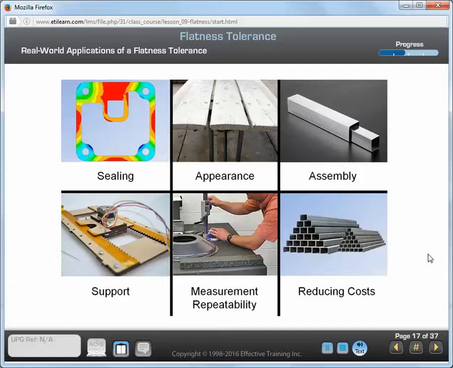Measurement repeatability. When a surface is used as a datum feature, a flatness tolerance can be used to qualify a surface for measurement repeatability. Assembly. Where features of size are designed to assemble, a flatness tolerance can be used to establish a virtual condition, acceptance boundary, to ensure assembly. Reducing costs. In some cases, a flatness tolerance may be used to override rule number 1 to allow for larger form tolerance, which reduces manufacturing and inspection costs.